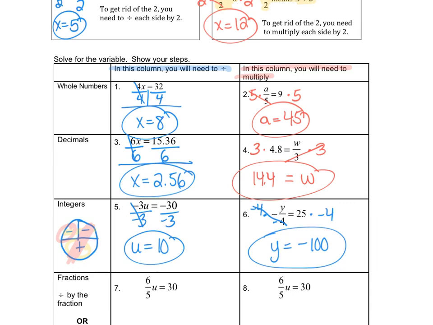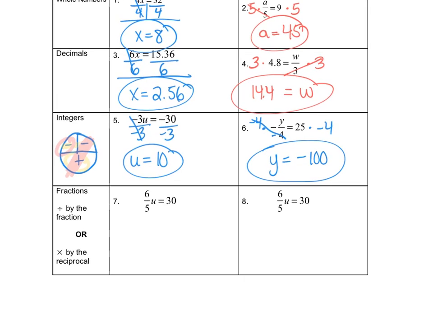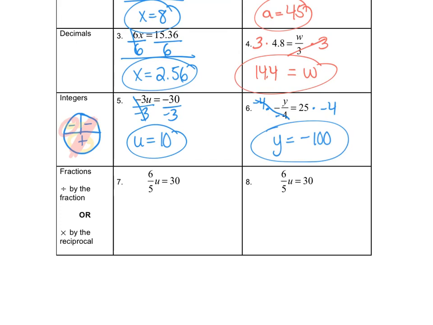So in the next one, we have fractions. When we are dealing with fractions and multiplying and dividing, you cannot divide by a fraction per se. In this first one, it's saying 6 over 5 times u is equal to 30. So typically you would do division here and you would divide by the fraction. But you cannot actually divide by a fraction. Instead, you multiply by what is called the reciprocal. Okay, so watch how that works.